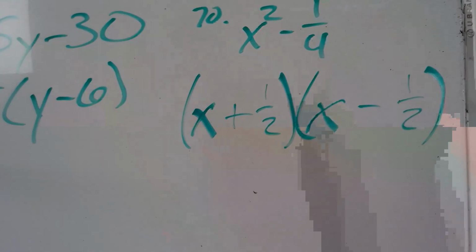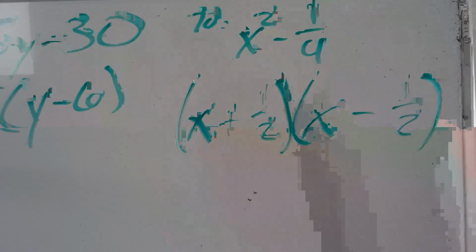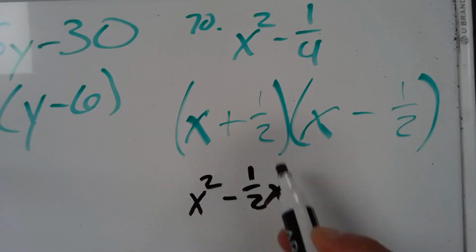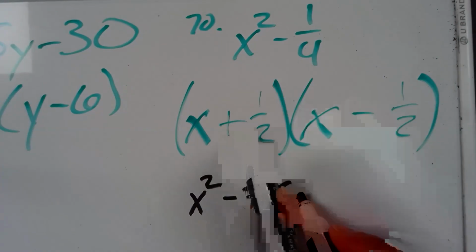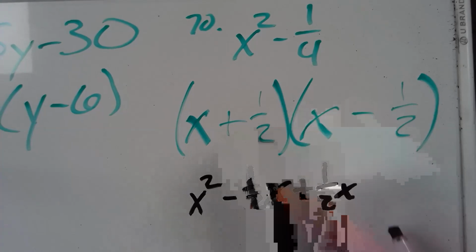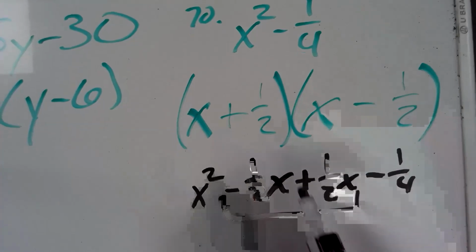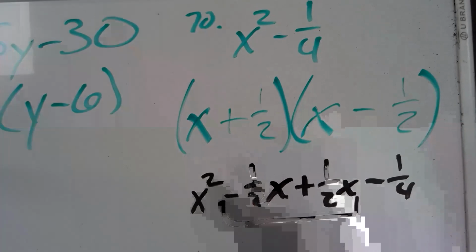to distribute or FOIL back, and it should give you the original. So let's just do it for fun. X times x is x squared. X times negative 1/2 is negative 1/2 x. 1/2 times x, positive 1/2 x. Positive 1/2 times a negative 1/2 is negative 1/4. These two cancel out, and we are back to the beginning, so we should be super happy. That's how you can check your answer.